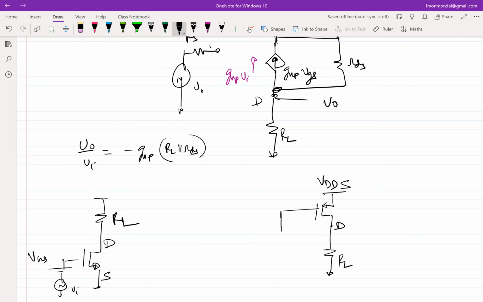And at the gate, again, you bias and apply an input. Some bias, VB, which has to be at least one threshold voltage lower than VDD, so VDD minus the threshold voltage plus the overdrive lower. And you take the output from here.